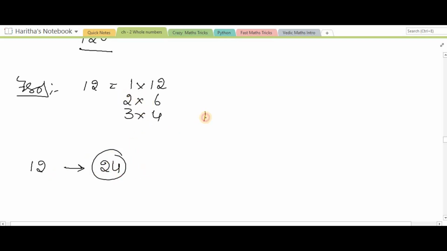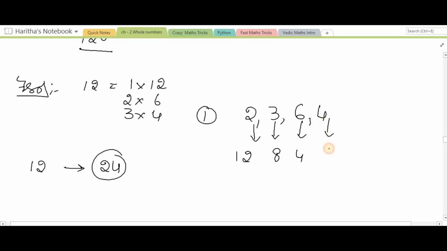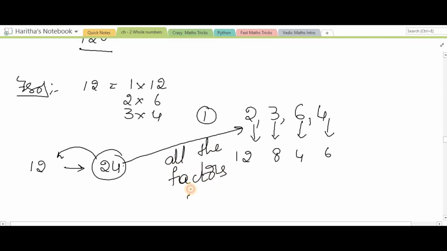Now what are the factors here? Of course 1 goes in each and every table. 2, 3, 6 and 4. In the 2 table, 2 12s are 24, in the 3 table, 3 8s are 24, in the 6 table, 6 4s are 24, in the 4 table, 4 6s are 24. Means if a number is divisible by 12, then this number is also divisible by all the factors of that particular number. That's what they are saying here.